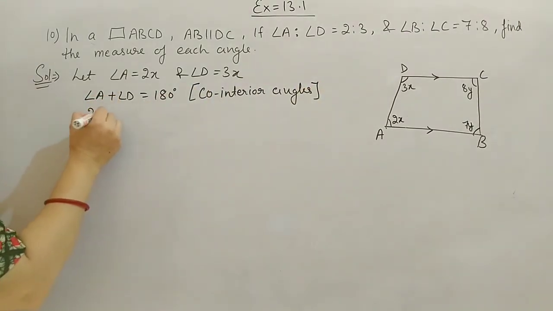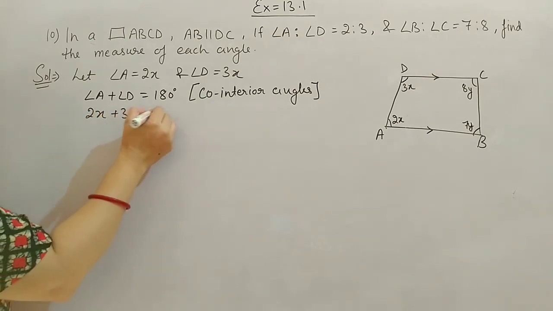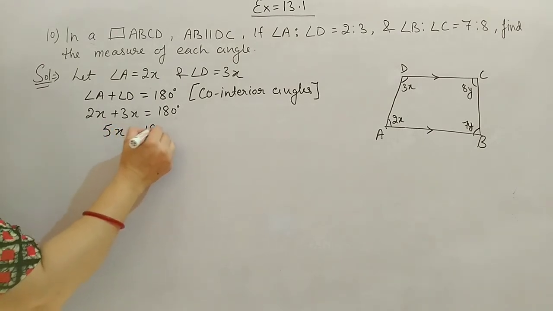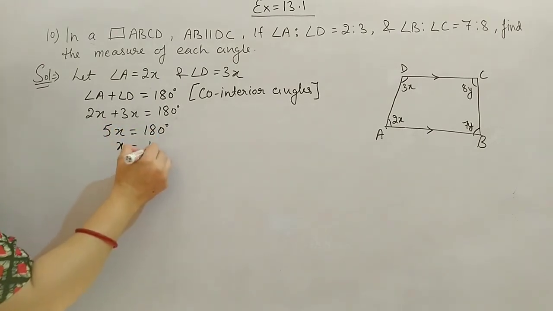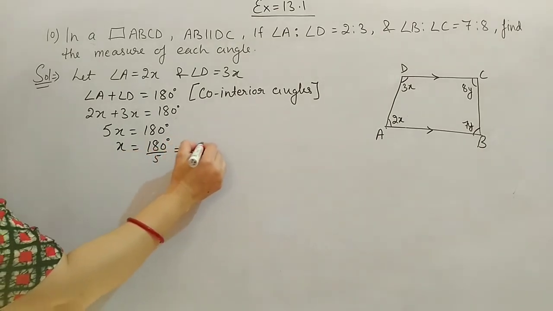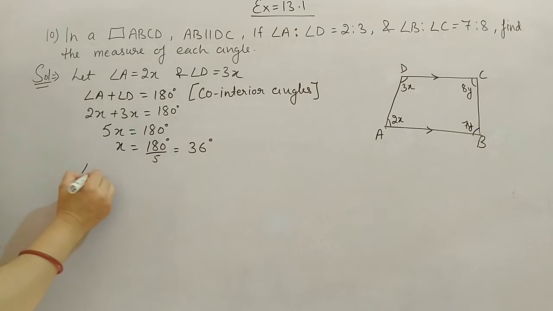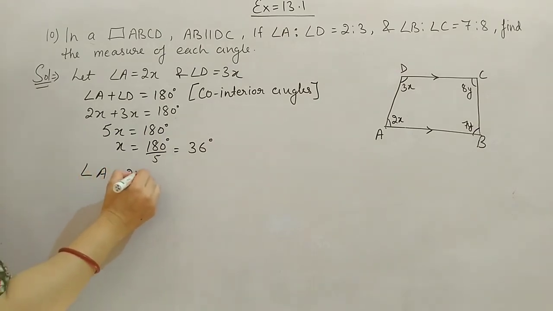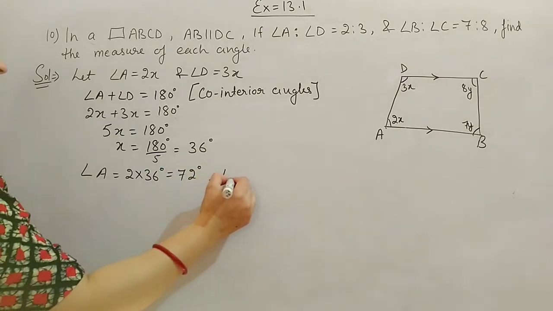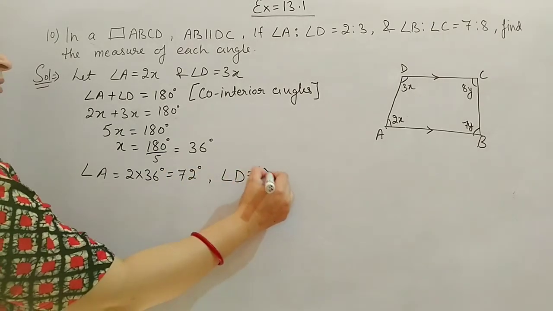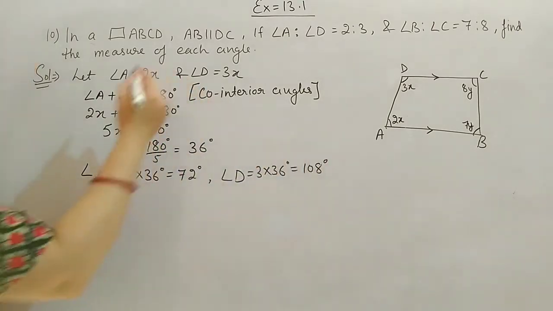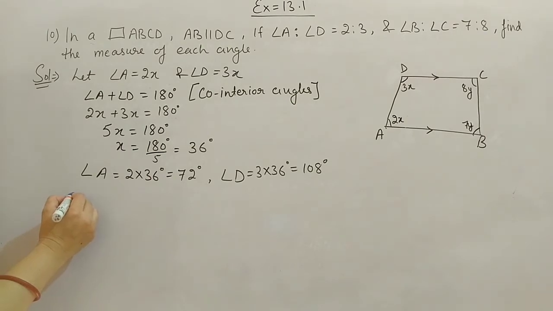So this 2x and this 3x equal 180 degrees. So 5x is equal to 180. The x value will be 180 divided by 5, equal to 36 degrees. So angle A will be 2 into 36, 72 degrees, and angle D will be 3 into 36, 108 degrees. Similarly, we will do for B and C also.